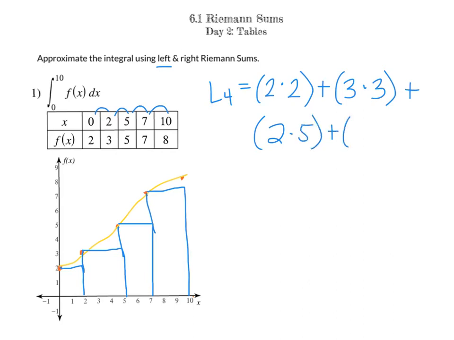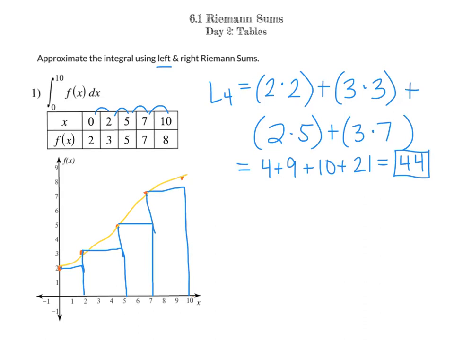And our last one, our base length is 3, that's our delta x. And then we go to the left height, which is 7. Okay, so we end up getting 44. I hope my math is right there. Just did it real quick.